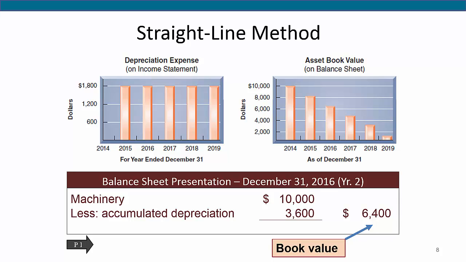Well, that's it for straight line depreciation, and when we come back, we'll talk about the units of production and the declining balance methods. See you soon.